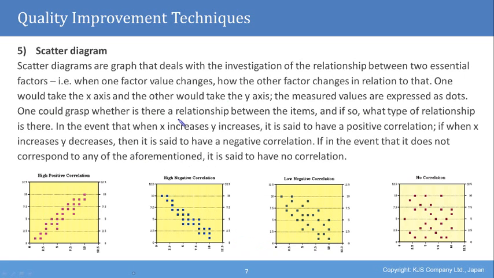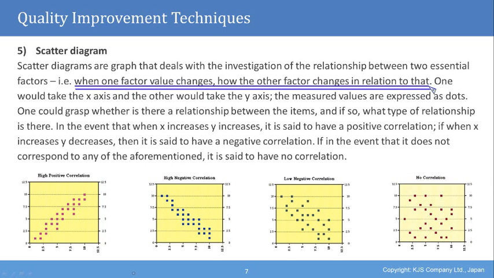Another important diagram is a scatter diagram. Now these diagrams are graphs that deal with the investigation of the relationship between two essential factors. That is, when one factor's value changes, how the other factor changes in relation to that. Now this is an important point. Scatter diagrams are extremely important in seeing the relationship between two factors.